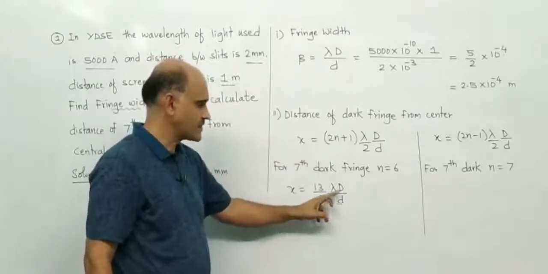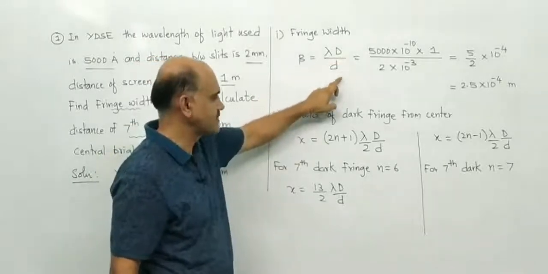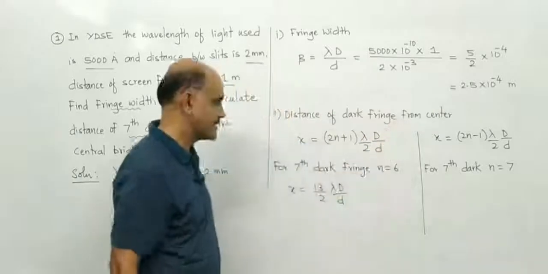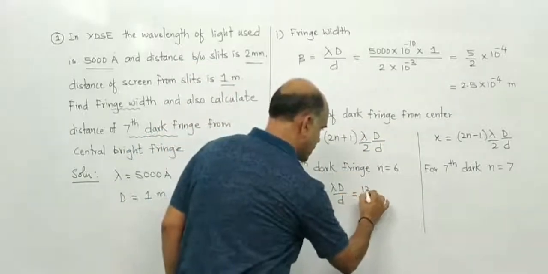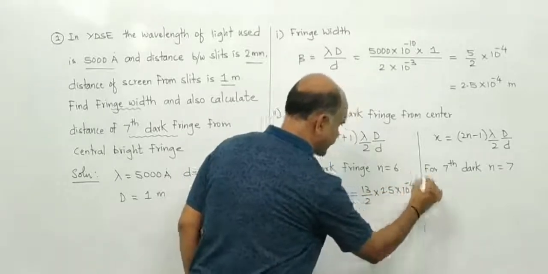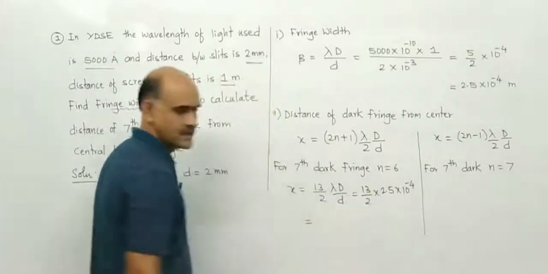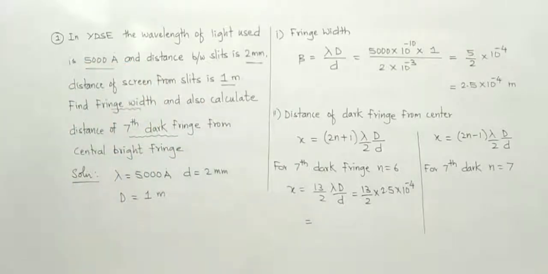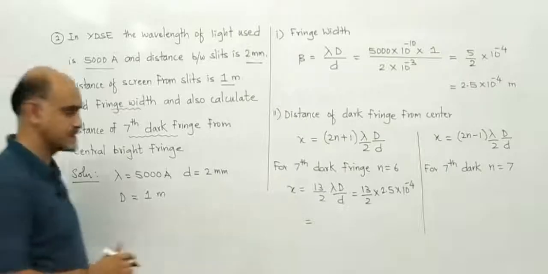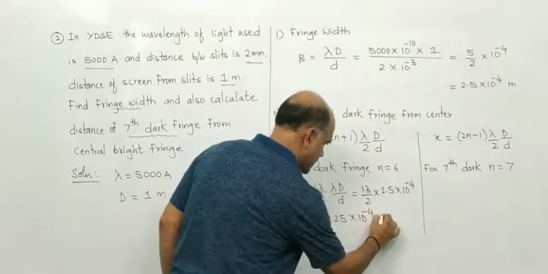Now substitute the values of lambda D by small d. I have already calculated lambda D by small d here, so I will take it directly: 13 by 2 into 2.5 into 10 raised to minus 4. If you simplify this, 6.5 into 2.5, you will get 16.25 into 10 raised to minus 4 meters.